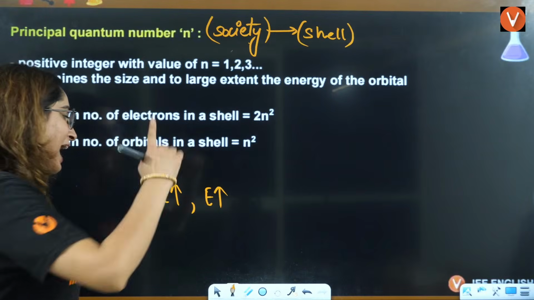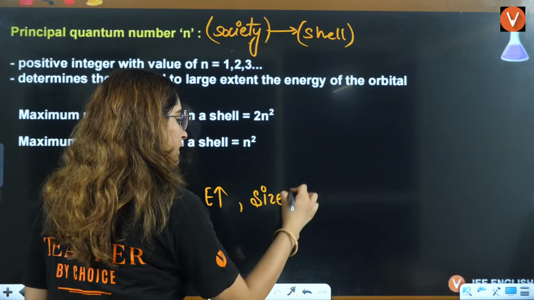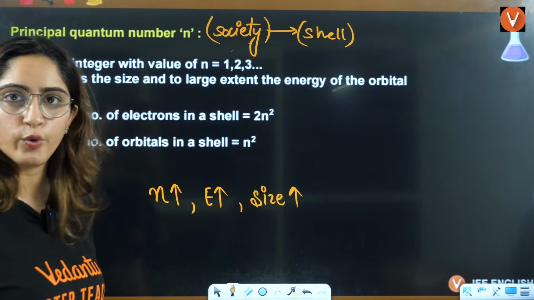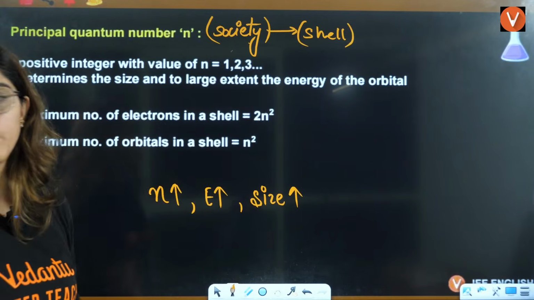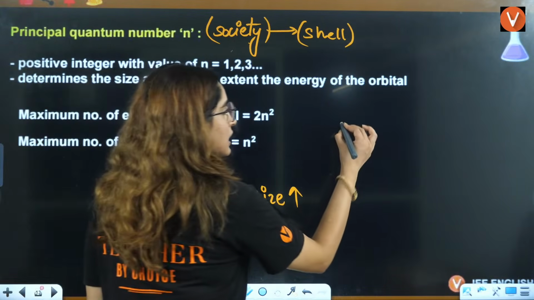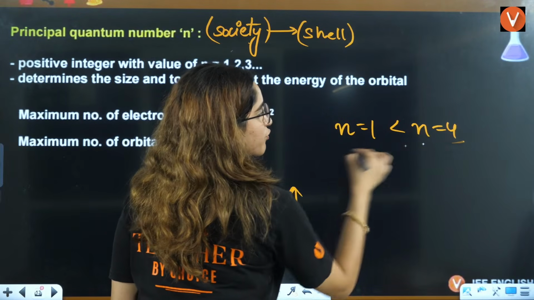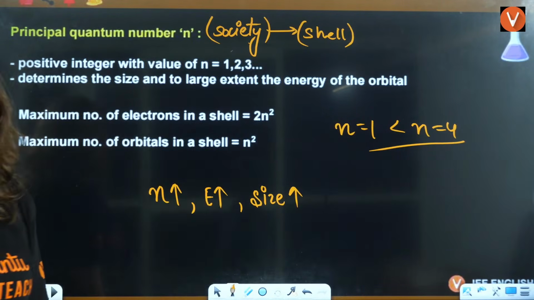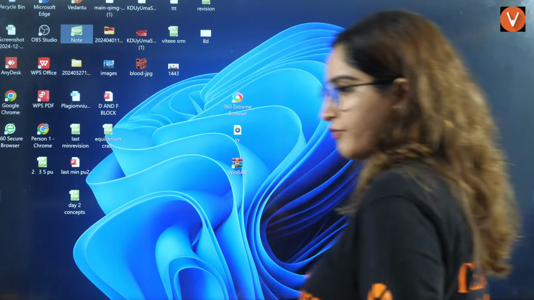And as the value of n increases, size will increase. That means n equals 1 has a smaller size than n equals 4. I'll tell you why. What is the reason?